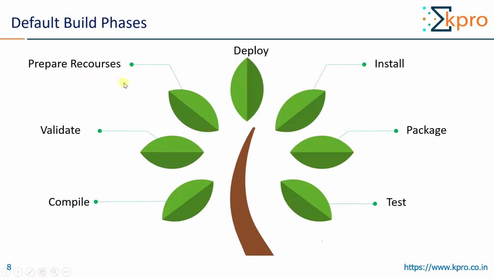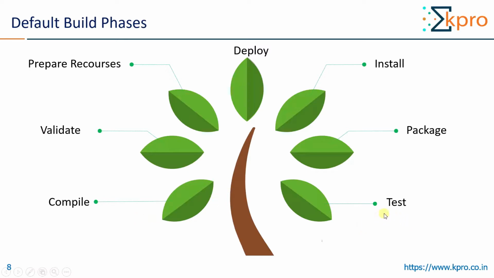As part of prepare resources, Maven will check all the resources whether they are available or not, and it configures for the next phase. It validates the POM file, whether everything is fine, whether the parsing is happening properly, all those things as part of the validate phase. In the compile phase, it will compile the source code with the Maven compile plugin, and it will by default be placed in the target folder under the classes directory.